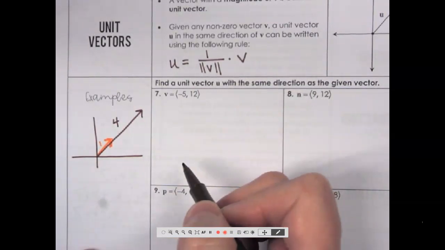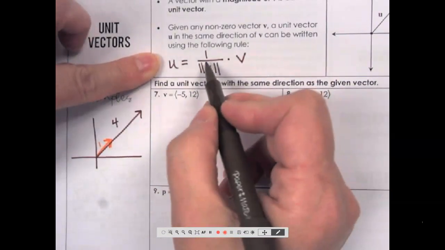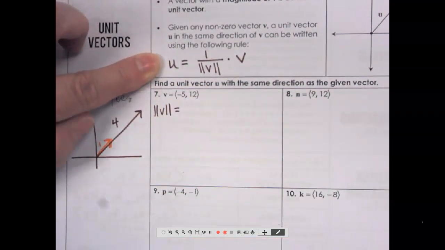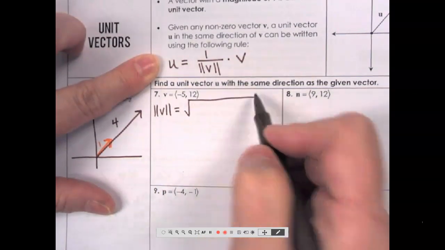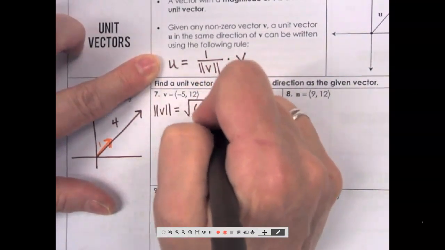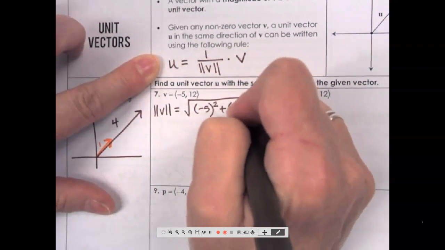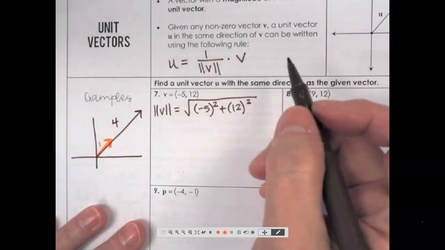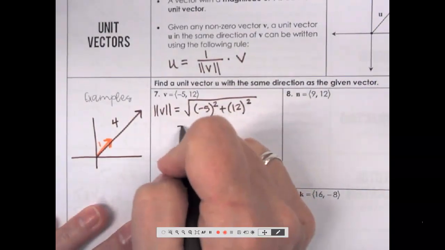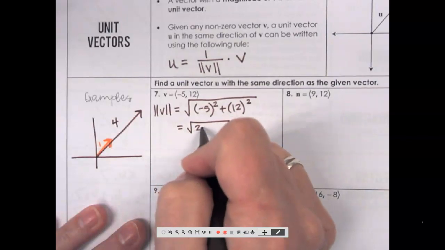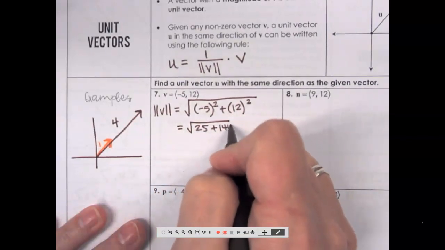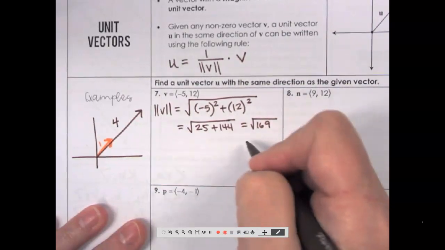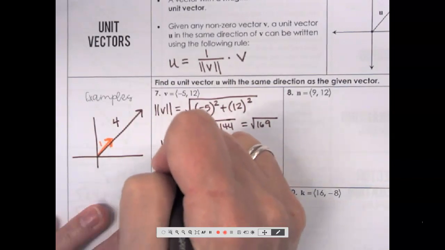So here's our vector, -5, 12. To find the unit vector, the first thing I'm going to find is the magnitude. You did this yesterday. That's where we use the square root of a squared plus b squared, kind of like x squared plus y squared when we found the radius of a polar coordinate. 25, 144, 169, which is a perfect square, so the magnitude is 13.